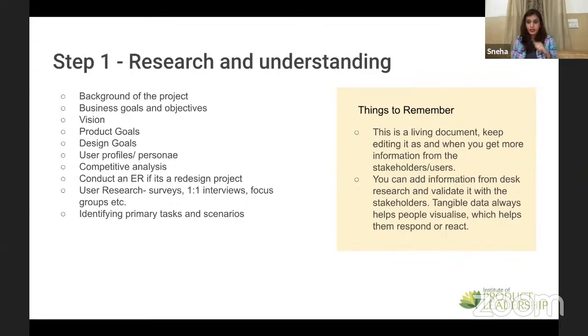Then write down the design goals. Look at design as almost like a person. If design was a human being, what is it that design would want to achieve by creating this product? Then coming to user profiles and personas, at this point you may not have something 100% concrete, but at least a starting point, so put that together. I'm going to cover a lot more about personas later, so I'm not going to get into the deeper bits of it. Do a competitive analysis. If it's a redesign project, do something called an expert review.